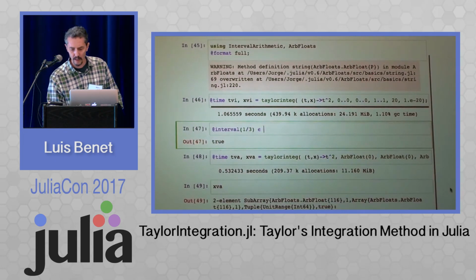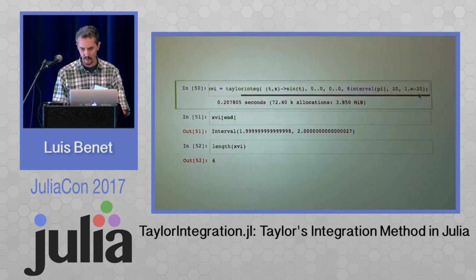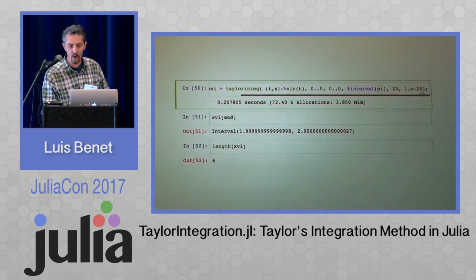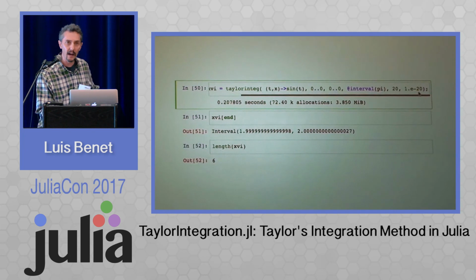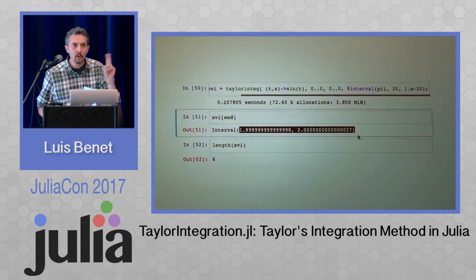So let's redo this with sine of t, from 0 to pi. I'm not sure whether this is visible, but, from 0 to pi, again an order 20 polynomial and a very tiny absolute tolerance. I do the integration and I get this value, which contains the true 2.